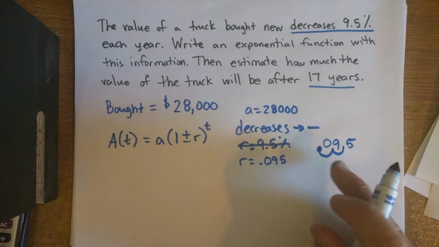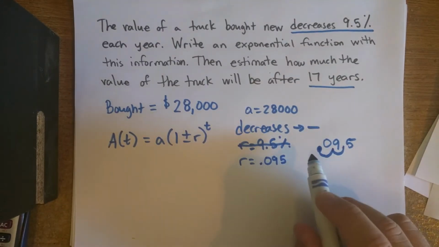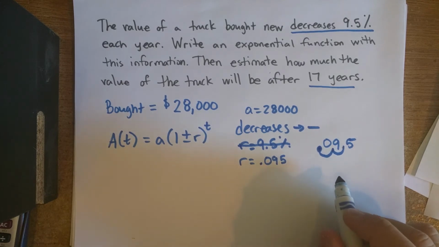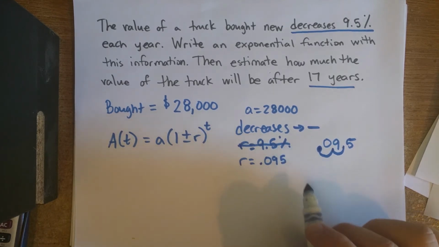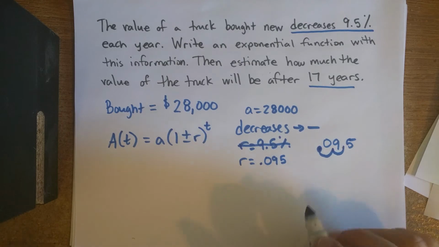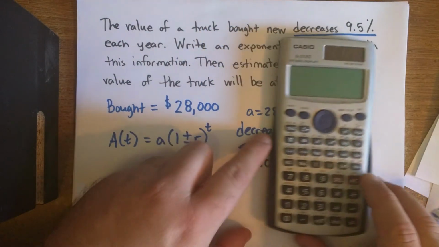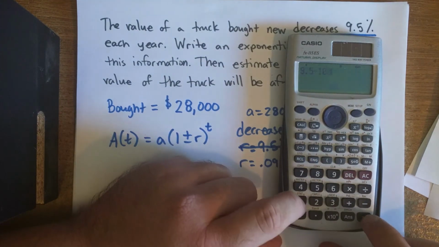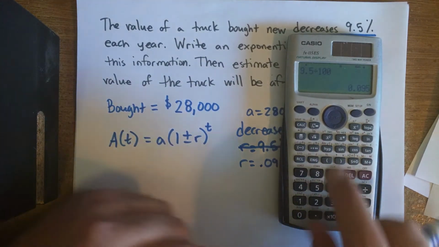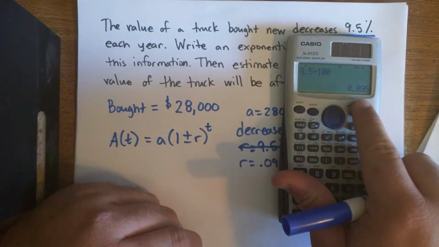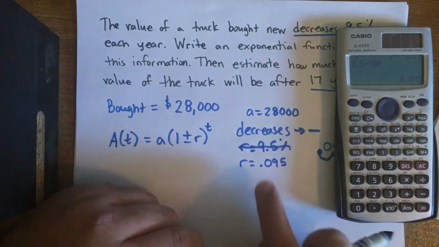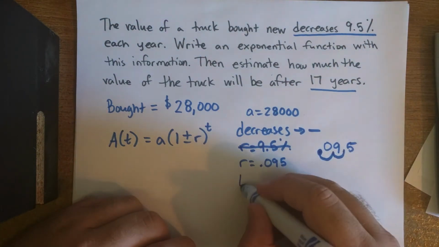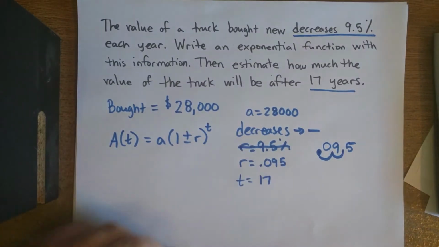Okay. Another way you can do this as well, if you don't like moving the decimal by hand, you could take the 9.5 and divide it by 100. If you have your calculator, I don't have my graphing with me. If you take 9.5 and divide it by 100, you get 0.095. But that's what I just showed you right here as well. Okay, and then t equals 17.